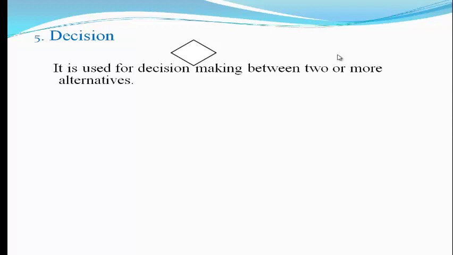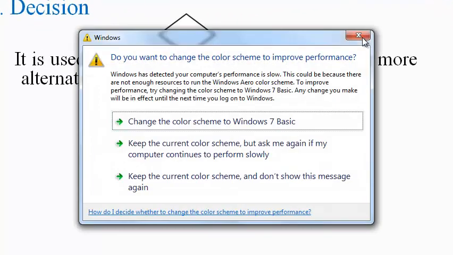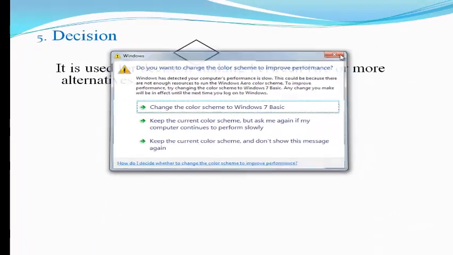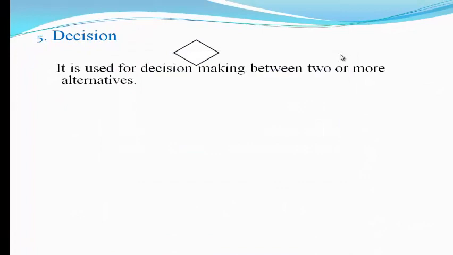It is also known as a diamond symbol, and it represents a decision point. Decision-based operations such as yes or no, true or false are indicated by a diamond in a flowchart. When we have one or more outputs or take a decision, this symbol is used.